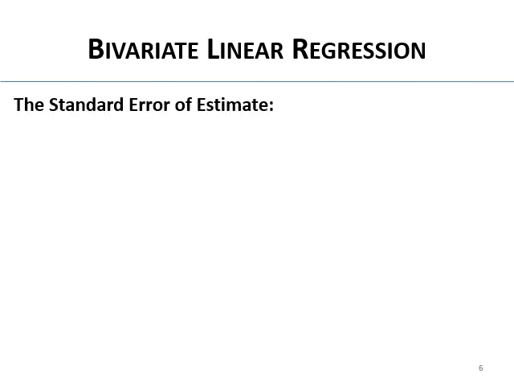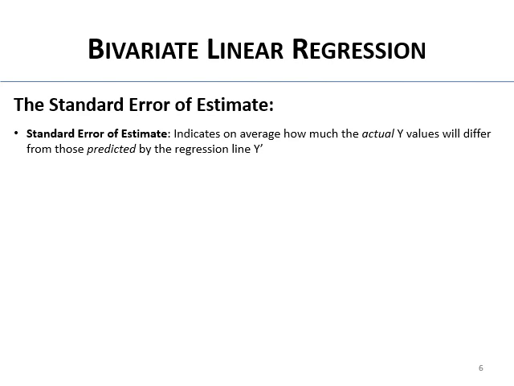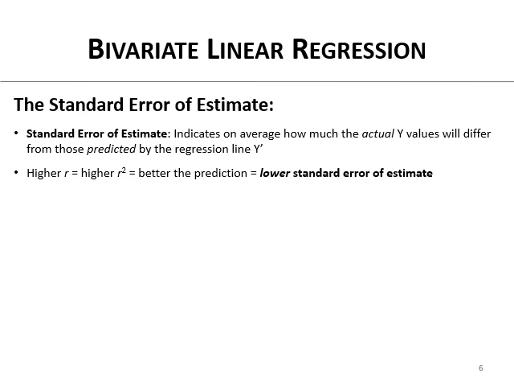Something called the standard error of estimate. The standard error of estimate in bivariate linear regression indicates, on average, how much the actual y values will differ from those you predict from your regression line, that is y prime. So how much, for example, someone's actual salaries differ from what you predict based on your model knowing their beginning salary. So higher R squared equals better prediction means you'll have a lower standard error of estimate.